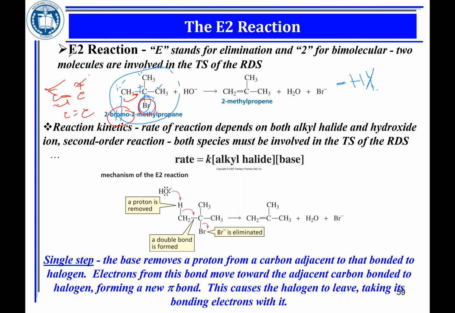Now, how is E2 different from E1? E2 is a one-step reaction again. For E2, we have one-step reaction. For E1, we have two-step reaction. Okay. What is happening in E2? Hydrogen is being removed at the same time leaving group is leaving. So hydrogen is removed and leaving group is leaving. That is one step. So you have transition state.